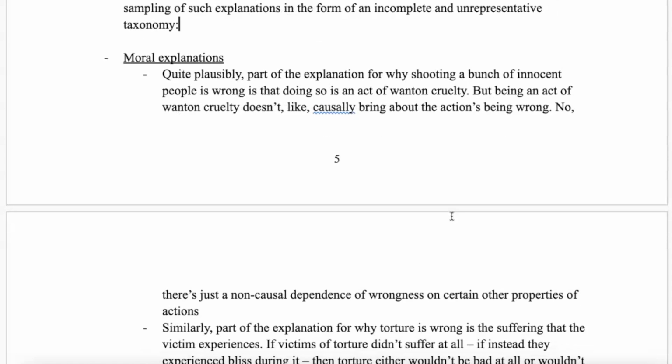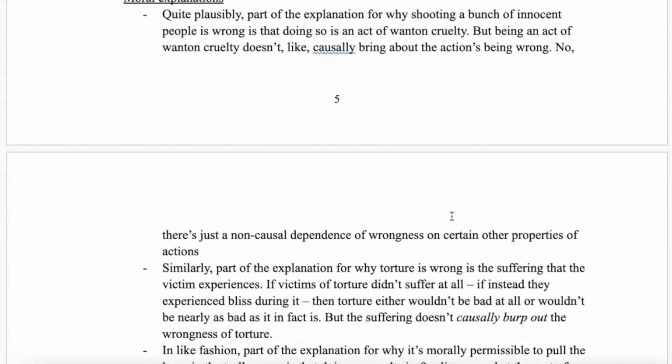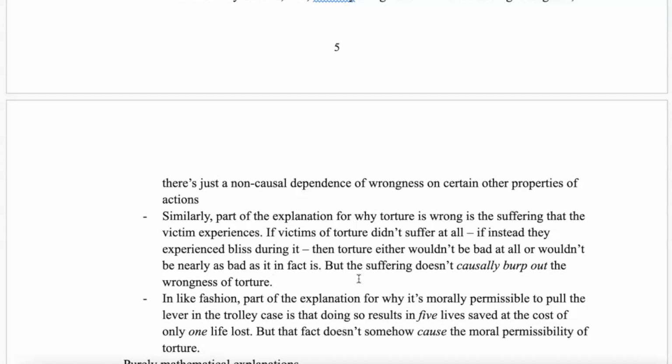Similarly, part of the explanation for why torture is wrong is the immense suffering that the victim experiences. If victims of torture didn't suffer at all, if instead they experienced bliss during it, then torture either wouldn't be bad at all or wouldn't be nearly as bad as it in fact is. But clearly the suffering doesn't causally bring about the wrongness of torture. We don't have a causal relation here. The suffering at least partly explains the wrongness of torture, but it doesn't causally bring it about.